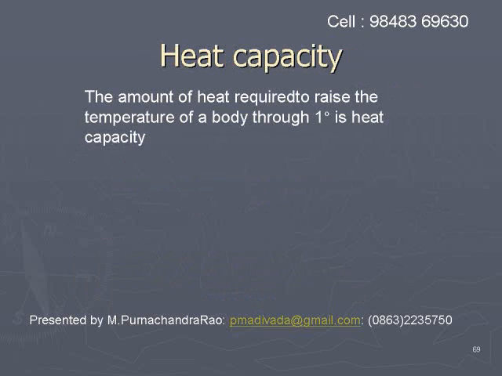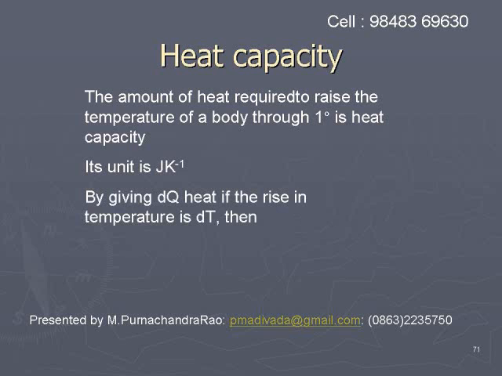Heat capacity. The amount of heat required to raise the temperature of a body through 1 degree centigrade is its heat capacity. Its unit is joule per Kelvin. By giving dQ heat, if the rise in temperature is dT, then heat capacity is dQ by dT.